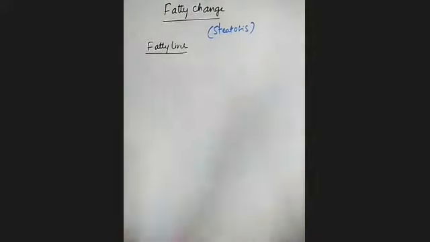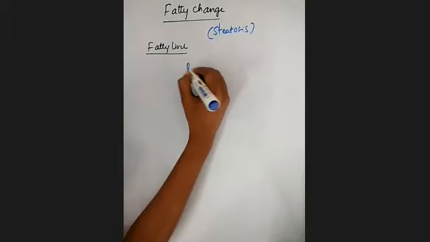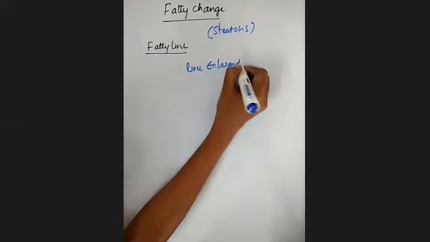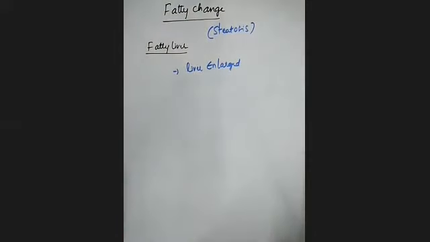Okay, we'll see the morphological features. Mainly, the liver is going to be enlarged. First feature is the liver is enlarged. Clear? How do you know the patient is suffering from fatty liver? If you see the size of the liver, that is going to be enlarged.